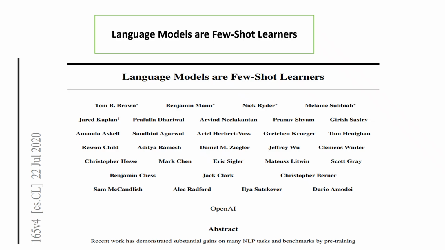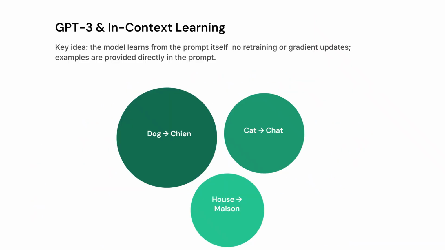One reason this idea was so interesting is that it resembles how humans often learn new tasks. If I want to teach someone a new concept, I usually don't provide thousands of labeled examples. Instead, I give a few instructions or demonstrations and they infer the pattern from those examples. Similarly, GPT-3 demonstrated that large language models could learn from context alone, a capability known as in-context learning.